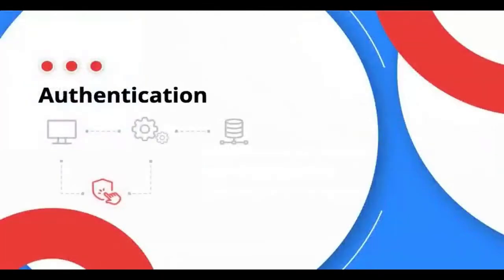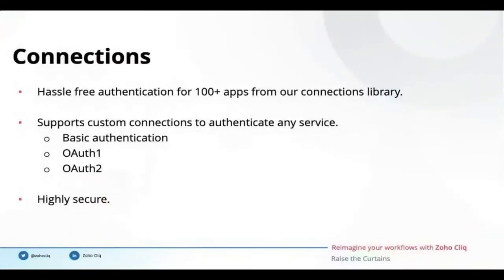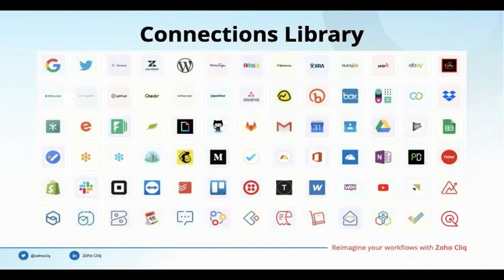The final entity in our software architecture is authentication. It is the most critical step in connecting different applications. Hence, we implemented the connections framework to connect with your tools without any hassles. Our library currently has 100 plus ready to use connections. We also support creating custom connections for the services that are not present in our library. All the authentication information is stored in the Click server securely. Some of the connections we have in our library are Google, Zendesk, HubSpot, GitHub, to name a few.